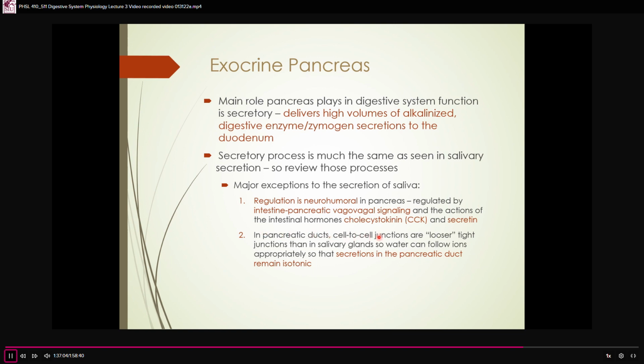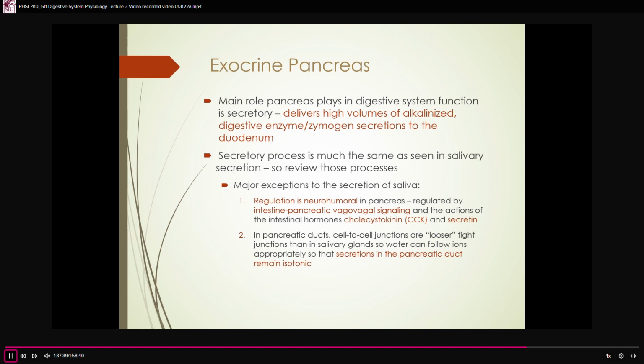The cell-to-cell junctions in those ducts that are modifying the primary secretions are much, much looser, and they will let water follow the ions. So the acinar cells make a primary solution that has all of these digestive enzymes or precursors in it. It's not going to have a lot of volume, just a minimal amount. It's not going to be enough volume to really flush those digestive enzymes through the whole duct system and out into the small intestine. And it's not going to be highly alkalinized.